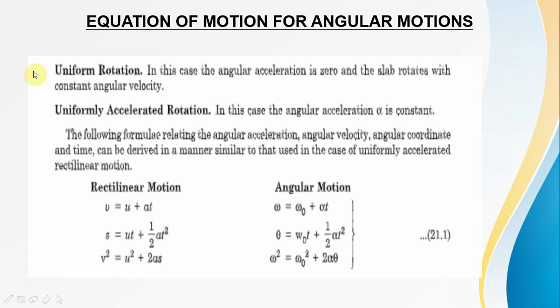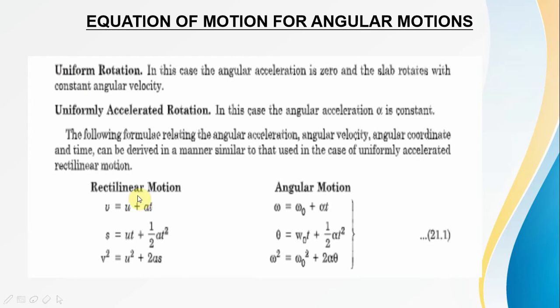So do remember these two cases, because if in a numerical you find the word uniform rotation, you should understand that when uniform rotation is given, you have to use angular velocity constant and angular acceleration zero. And if uniformly accelerated rotation is given, at that time angular acceleration is not zero, but it is constant, right?